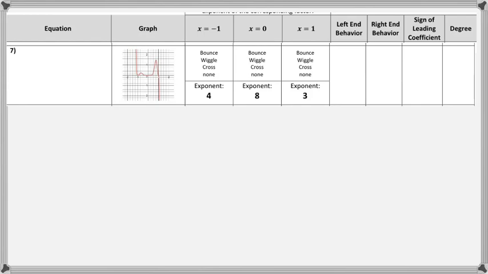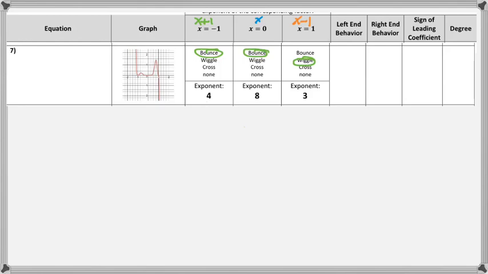Going in and looking at another one. And so the x minus 1 will change into the x plus 1. The 0 is just going to be our x, and then our x equals 1 is going to become the x minus 1. So for exponent of 4, that means it's a bounce. Exponent of 8 is even again, so it's a bounce. Exponent of 3 is a wiggle.